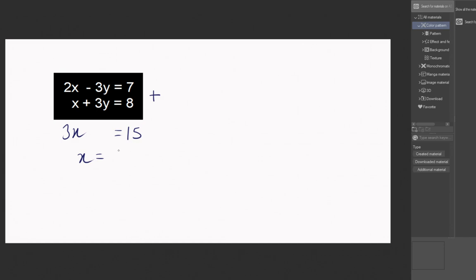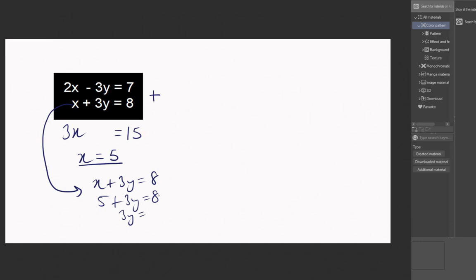So I think you can see that x has to be 5, doesn't it? 3 times 5 is 15, or 15 divided by 3. So that tells us that x is equal to 5. Then choose one of the equations. I'm going to choose the second one because there are no negatives in it. So we have x plus 3y has to be equal to 8. But we now know that x is 5. So 5 plus 3y has to be 8.